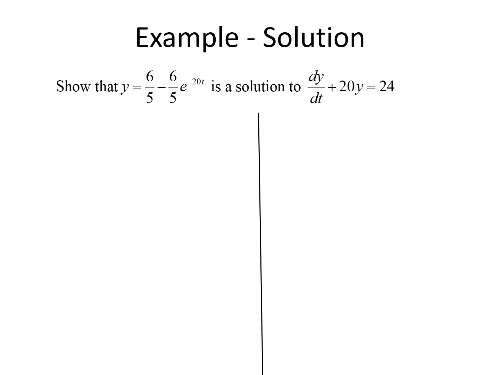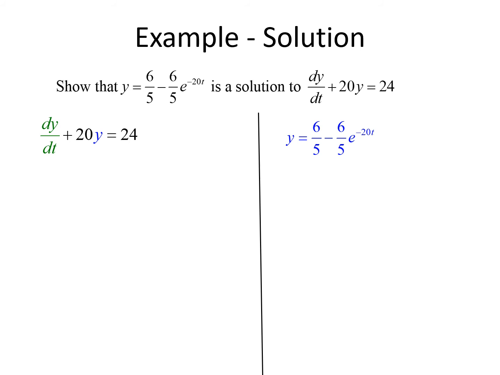So let's look at an example here. We want to show that y equals 6/5 minus 6/5 times e to the negative 20t is a solution to dy/dt plus 20y equals 24. So our differential equation has a potential solution of 6/5 minus 6/5 e to the negative 20t. In order to show that this is a solution, we need to plug it into our differential equation. Our differential equation has both y and dy/dt in it, so we need to first take the derivative of y. We need to find dy/dt.